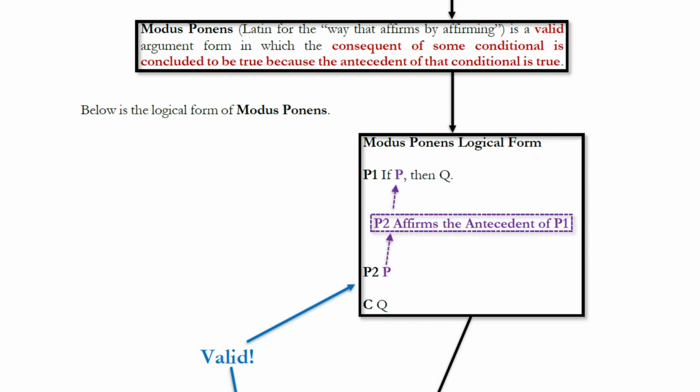The conditional if P then Q implies that P is a sufficient condition for Q. So this means that if we know that P is true, then that is all we need to know in order to conclude that Q is true also. Because the second premise affirms that P is true, the second premise affirms the antecedent of the conditional in premise 1, it necessarily follows in the conclusion that Q must be true.